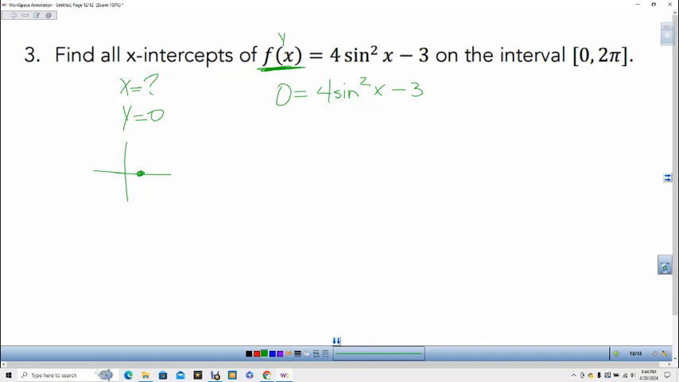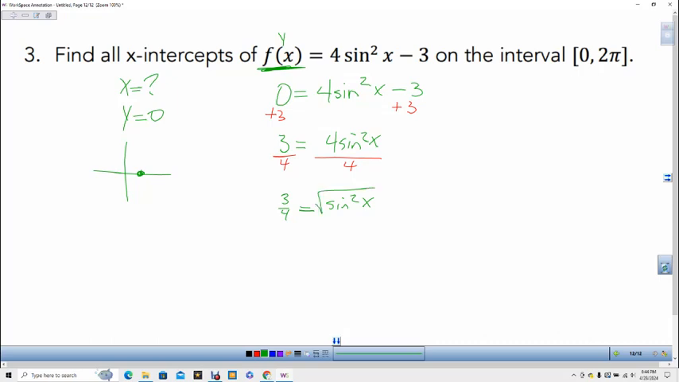So we're going to add 3 to both sides. Plus 3, plus 3. So we end up with 3 is equal to 4 sine squared x. And then we're going to divide both sides by 4. So we get 3/4 is equal to sine squared x. All right, so now we've got to get sine squared x to be a single sine x. And that's all that is, that's the sine x times sine x. It is sine x squared.